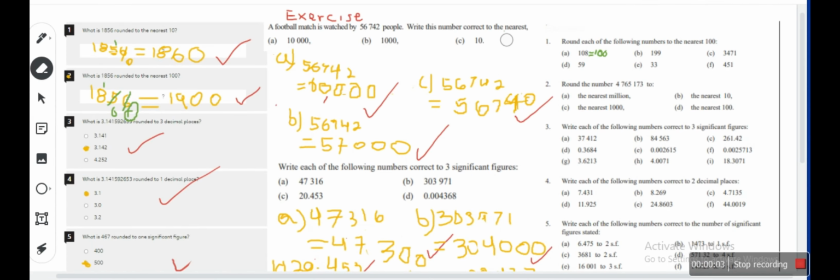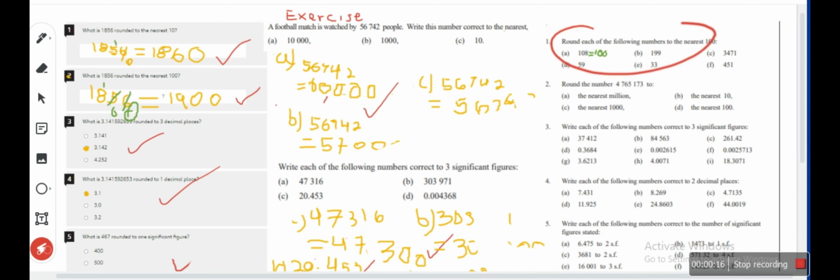Okay. To the nearest 100. And for some practice questions on approximations. Okay, round each of the following numbers to the nearest 100.